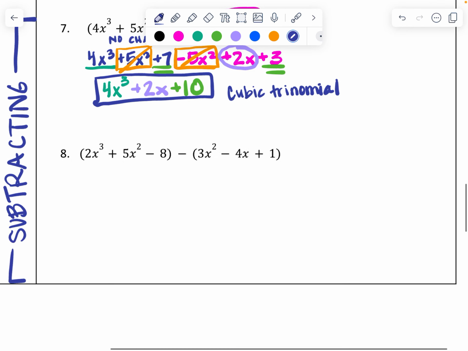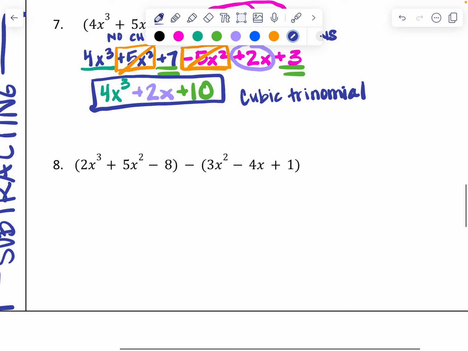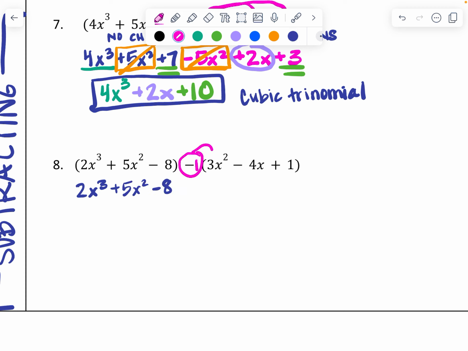Let's do one more subtraction example. So first polynomial, you will not change. Second trinomial, you're going to need to distribute the negative 1, which changes the sign of each term on the inside of the parentheses. So negative 3x squared plus 4x minus 1.